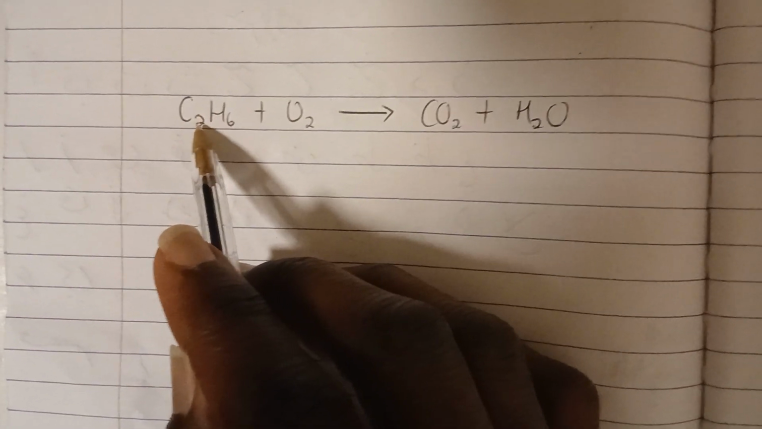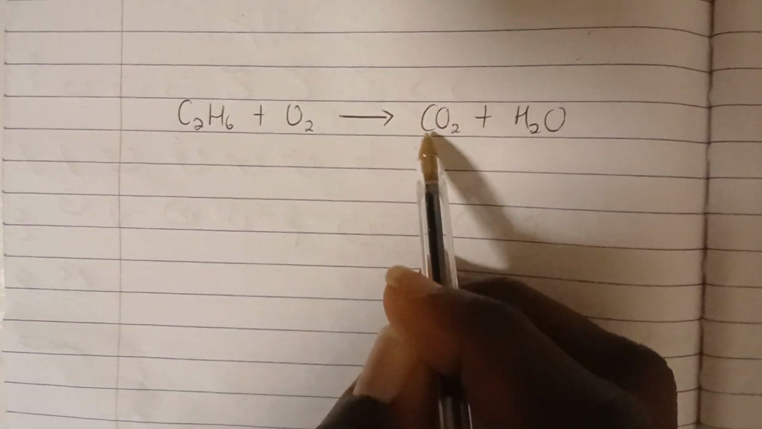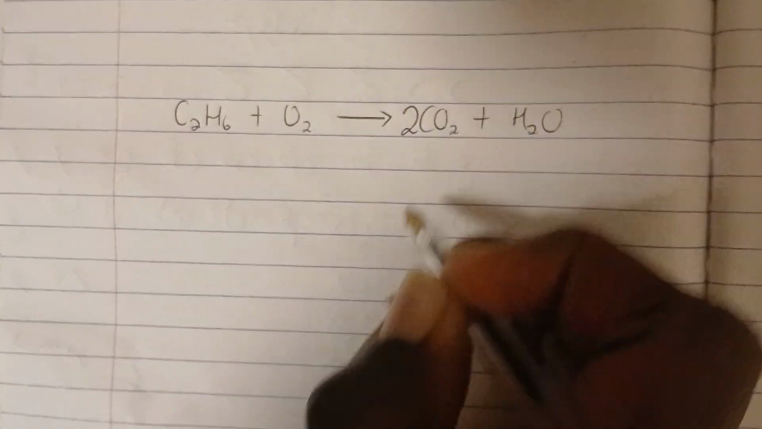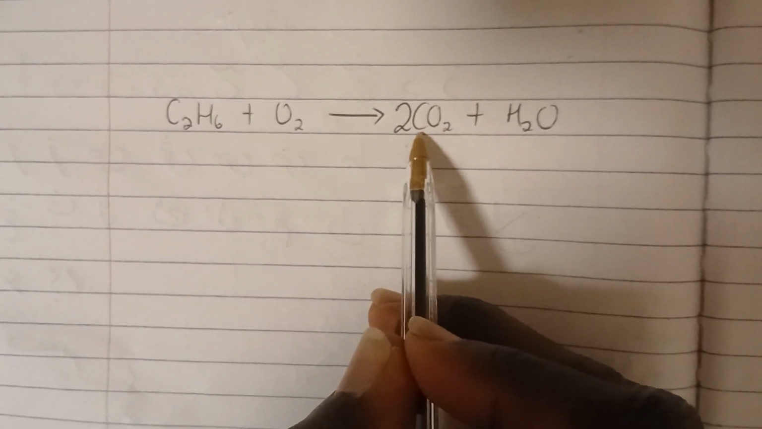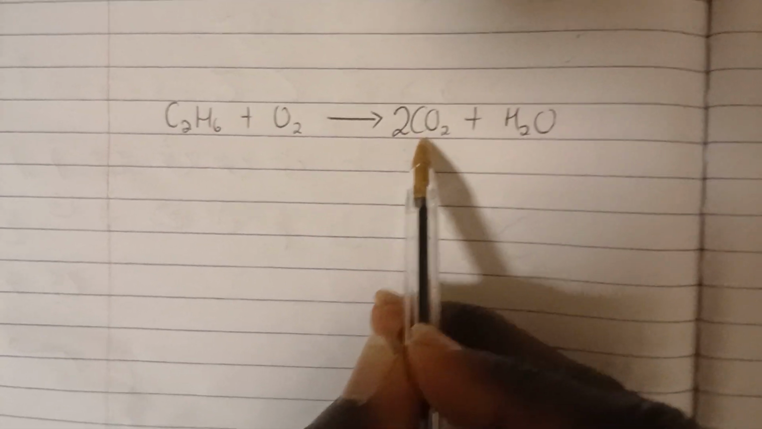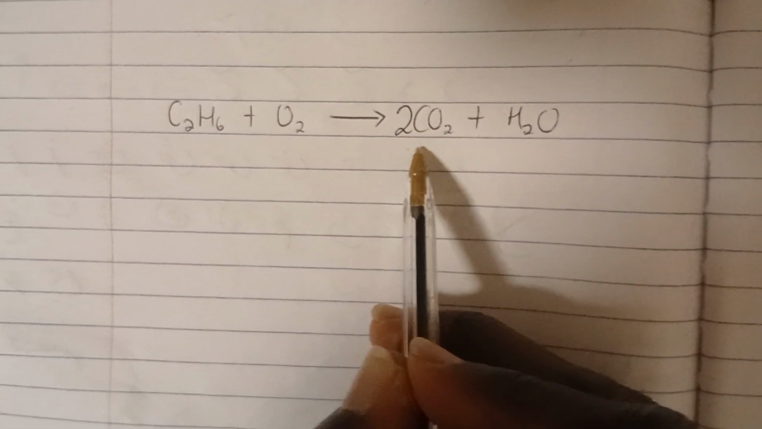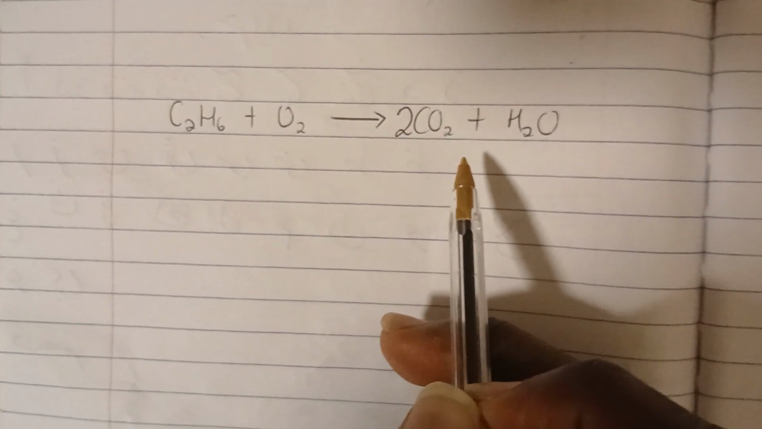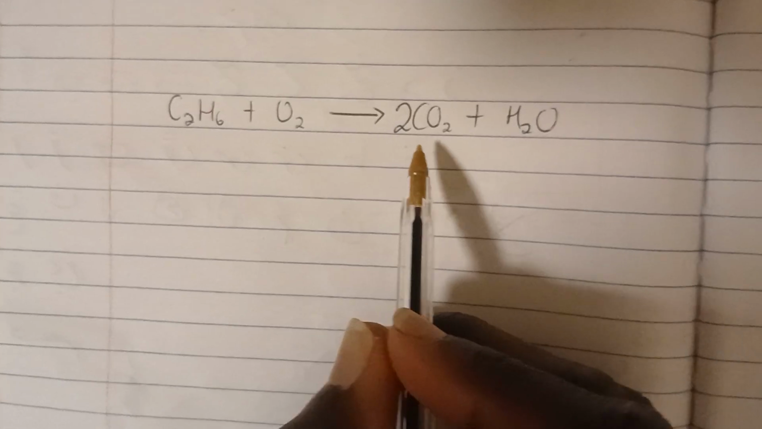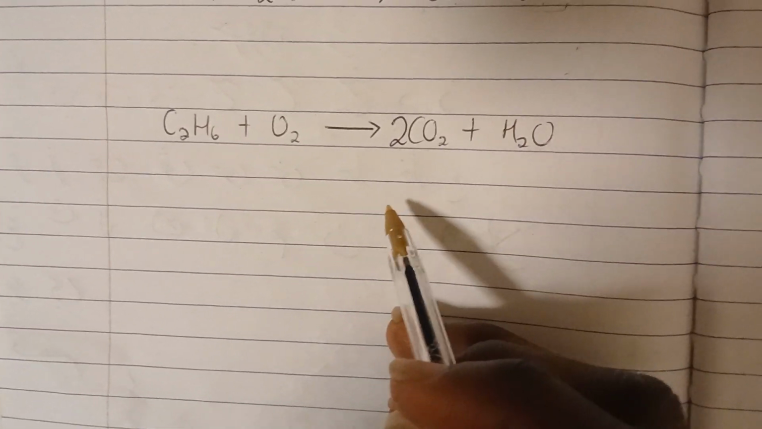We have 2 carbons here. In order to get 2 carbons on this side, put a 2 right in front. The 2 affects the carbon, and it also affects the oxygen. So now there are 2 carbons here, and there are 4 oxygens here, because 2 times 2 is 4, right? So the carbons are balanced.